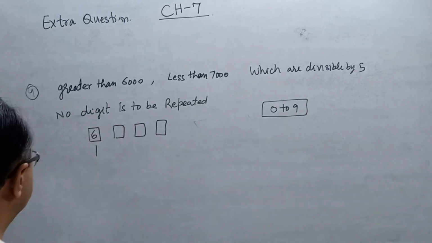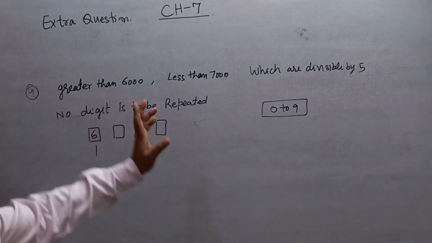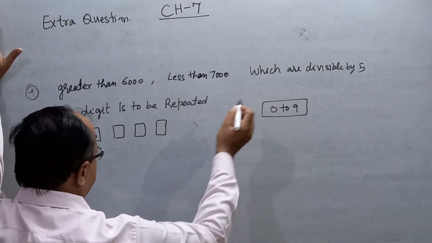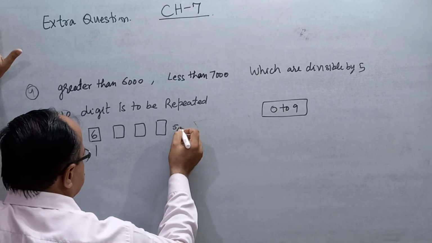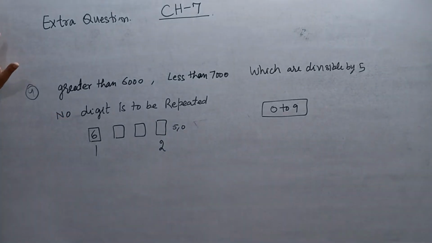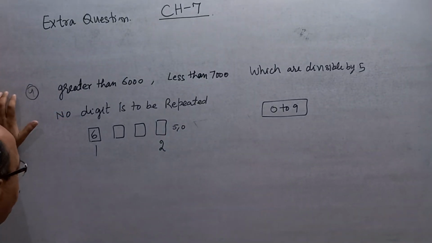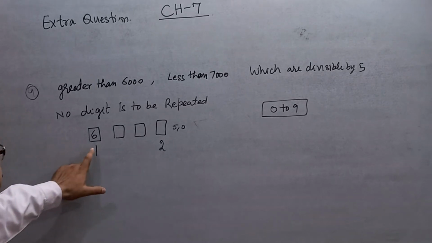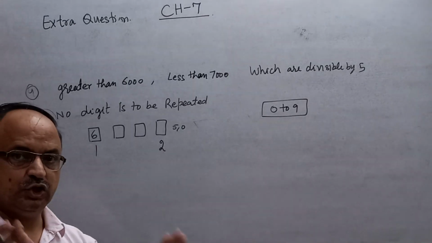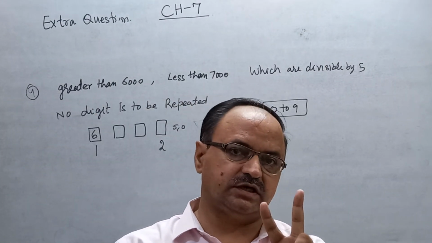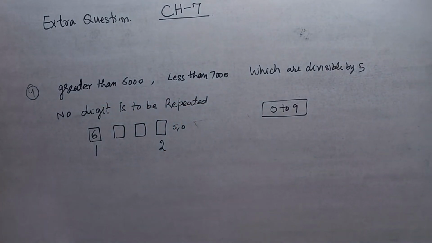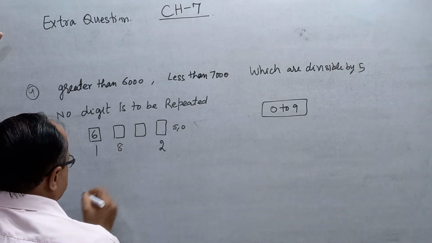In the thousand place you can write 6, because the number is between 6,000 and 7,000, and it is divisible by 5. So you can write 5 or 0 in the unit place. So you can fill this column in 2 different ways. Correct? Now one digit is used here and one digit here. The total is 10 digits, 0 to 9, and you have already used 2 digits. The condition is that repetition is not allowed, so the remaining digits here are 8.